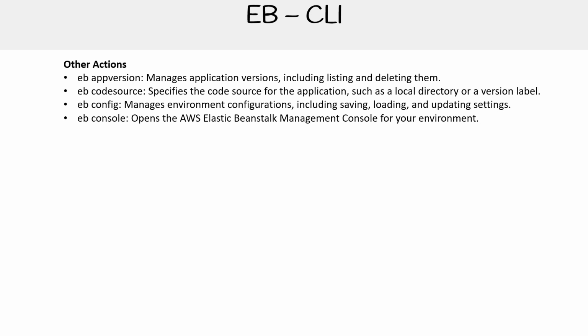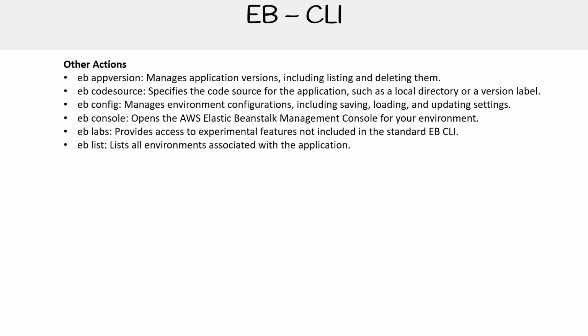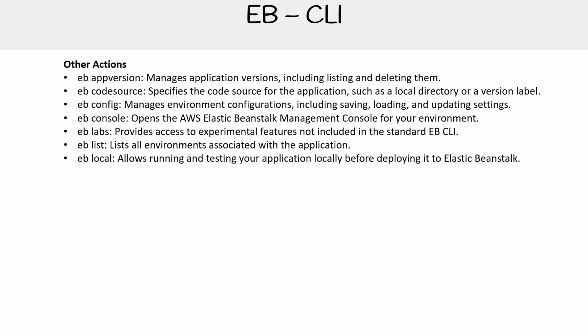Console to open up the management console. So it's not like shelling into an interactive shell, it's just opening up the browser for you. We have labs to provide access to experimental features. I didn't even know they had experimental features, and I haven't seen any. You can list out your environments. Local allows you to run and test your apps locally before deploying to Elastic Beanstalk. I don't know why you would ever need this, as you could just set up your development environment in a way that you could do this locally. I imagine that would run in containers.